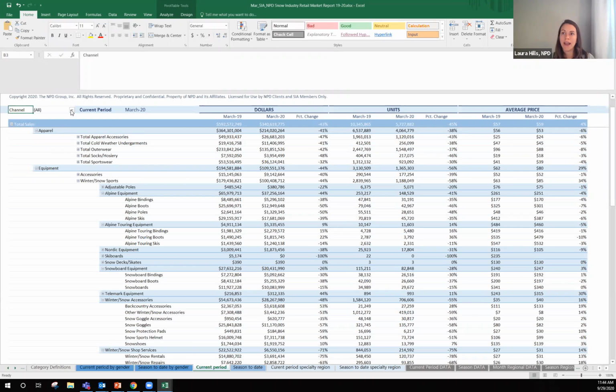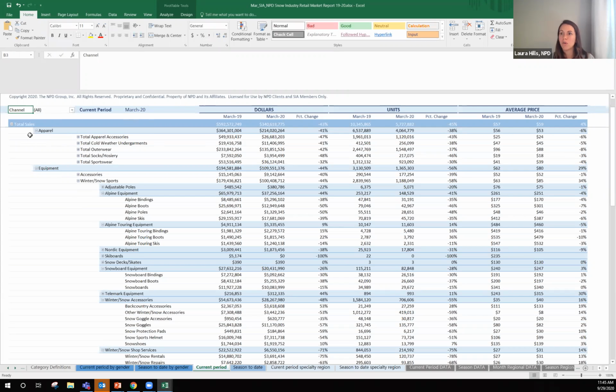At the top here, I have a channel slicer. At first, because I want to know, from a macro perspective, what the trends were in that month, I'll keep it rolled up for all channels together. So I'm looking at total industry when this says all. And again, current period is just the month of March.